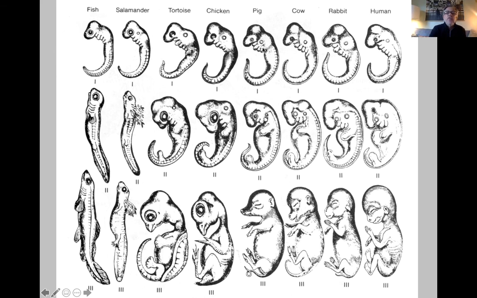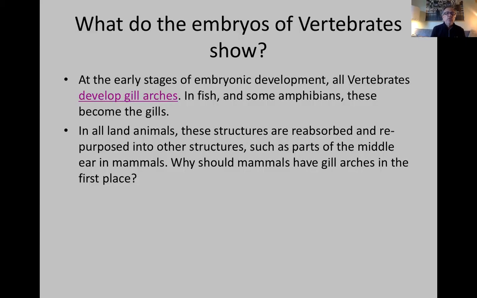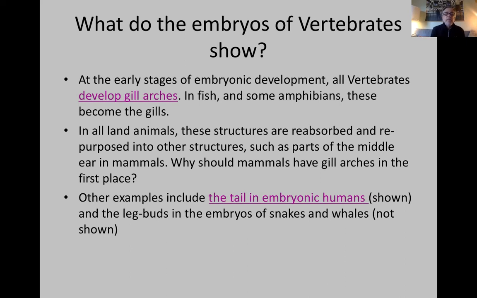And they also occur in all these organisms that do not have gills. So in all land animals, these structures are reabsorbed and repurposed into other structures, such as parts of the middle ear in mammals. Why should mammals have gill arches in the first place if they didn't come from a common ancestor? And if you're lucky, you might still have part of your gill arch, as one of my old students did.